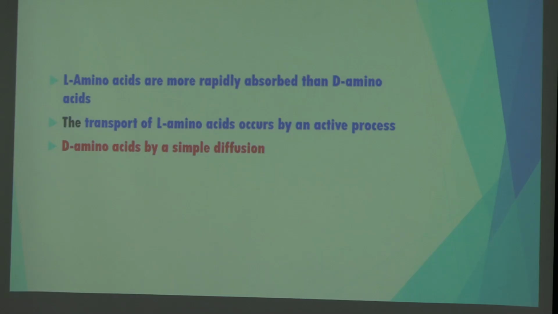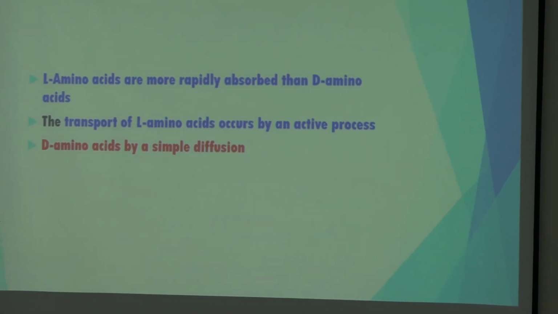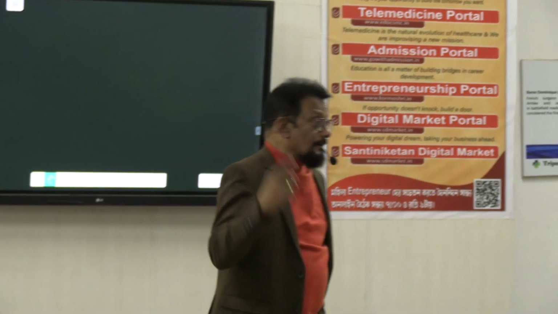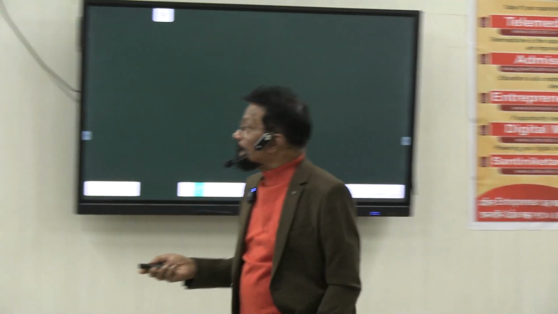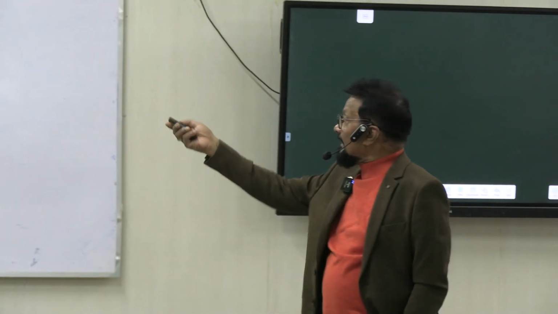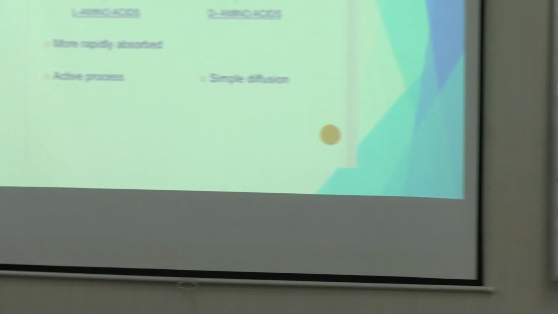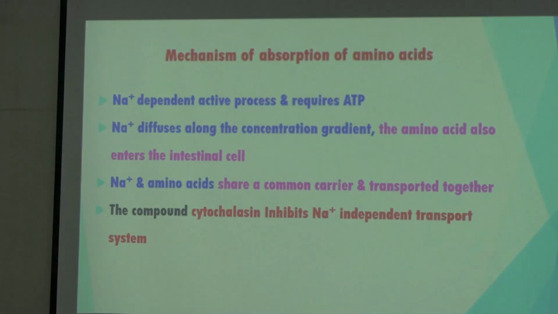D amino acids, we said they simply diffuse, but their rate of diffusion is very poor, slow. So absorption of D amino acids is poor. But absorption of L amino acid is the active one, and its absorption is fast. D amino acid, simple diffusion; L amino acid, more rapidly absorbed, an active process.